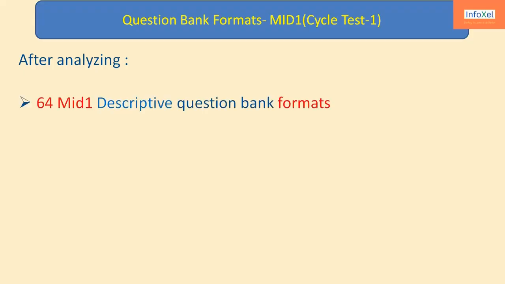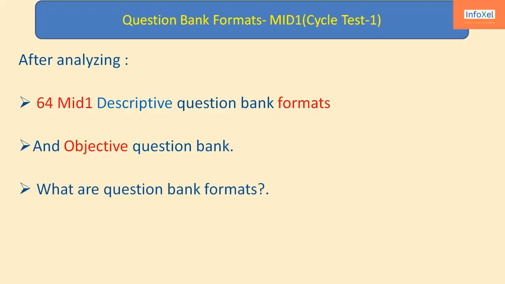Now, question bank formats, mid 1 or cycle test 1. So, mid 1, cycle test 1 is an internal assessment. After analyzing the question bank formats for mid 1 and mid 2, for mid 1 or cycle test 1, we have found 64 mid 1 descriptive question bank formats. We will try to understand what these formats are, how we got 64 as this number, and the objective question bank format.